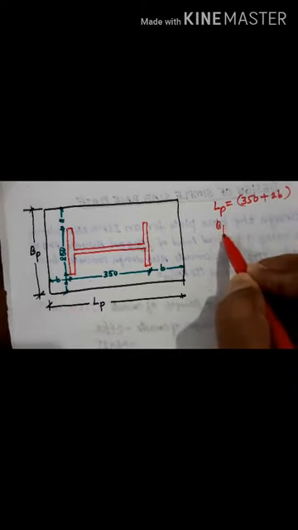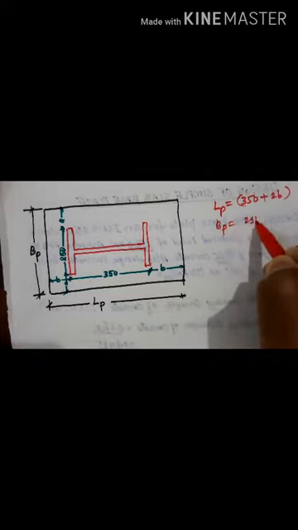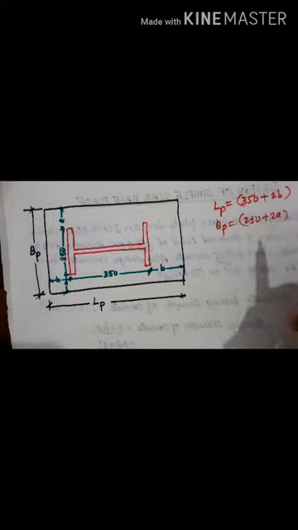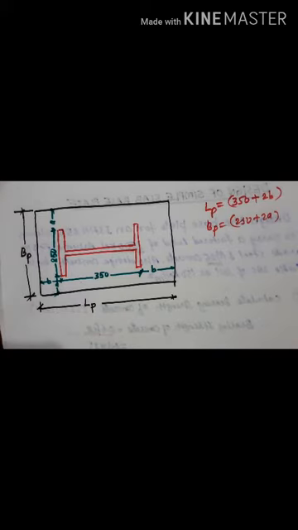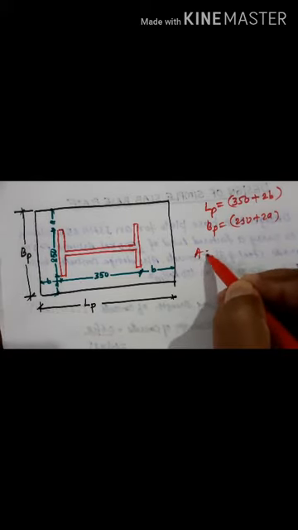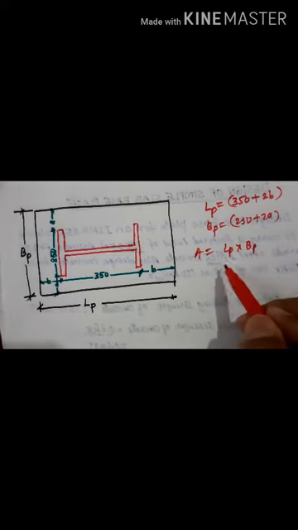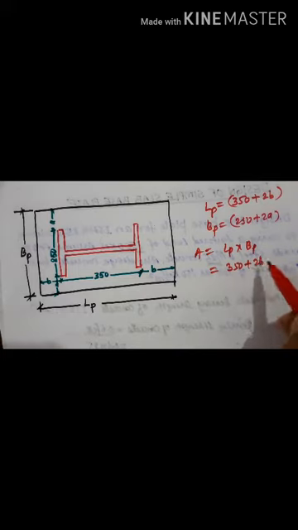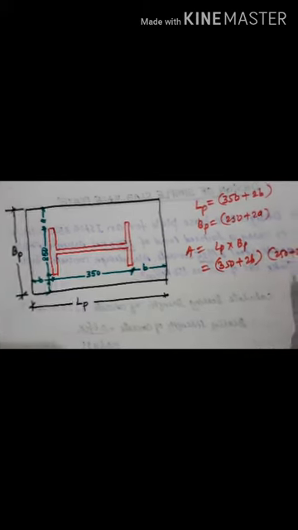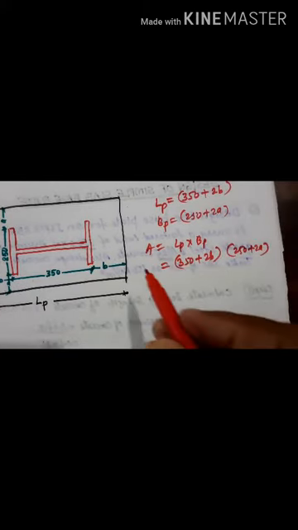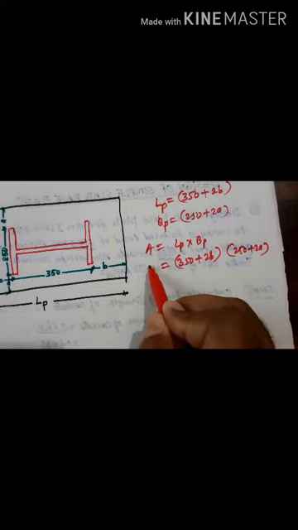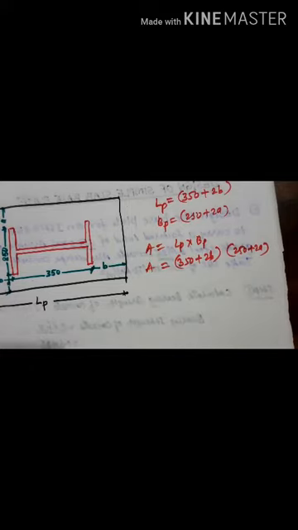Then width of the plate will be 250 plus 2a. Still we don't know the projection A and B. A and B are the projections. Now area will be length of the plate into width of the plate. Then length of the plate can be written 350 plus 2b, one term. Then 250 plus 2a, another term. Then this is the area.